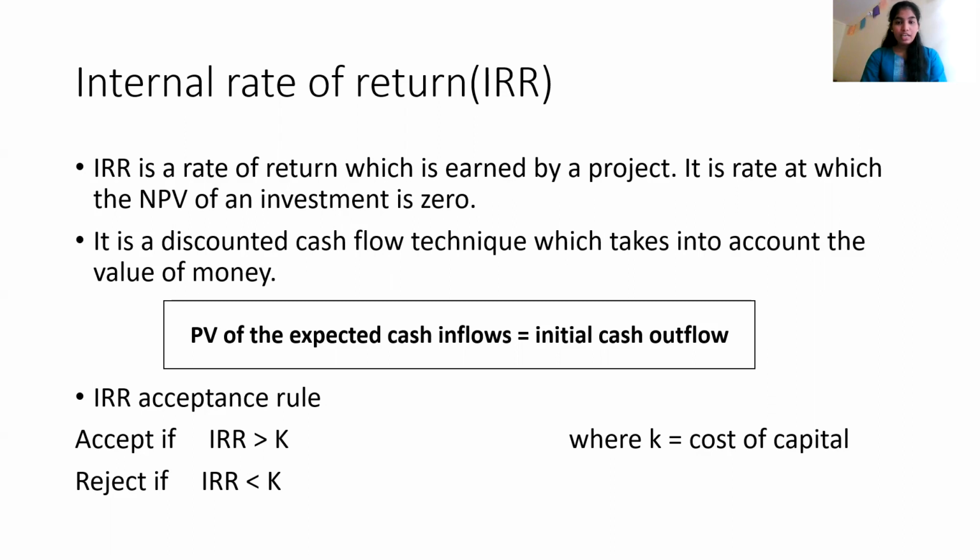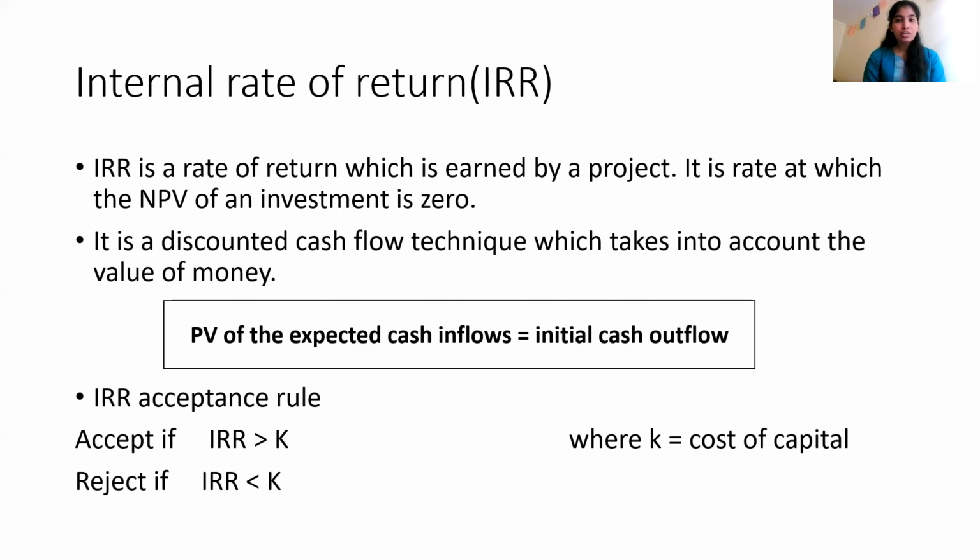So PV of the expected inflows must be equal to your outflows. So when your PV of inflows is equal to your cash outflow, that is your initial investment, the rate of return which you're going to find out is IRR.